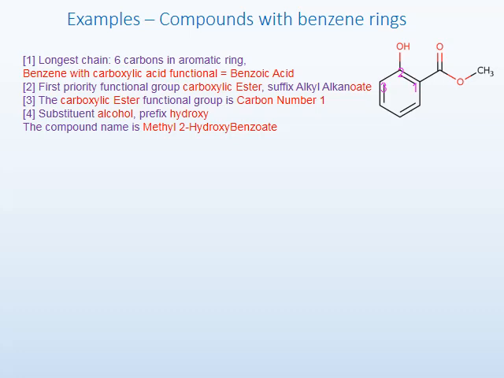With the carboxylic ester designated as the principal functional group, the benzene carbon where the carboxylic acid functional group is attached is designated carbon number 1. The carboxylic acid part of this ester would be dihydroxybenzoic acid. Combined with the alkyl part, the compound name is methyl dihydroxybenzoate.